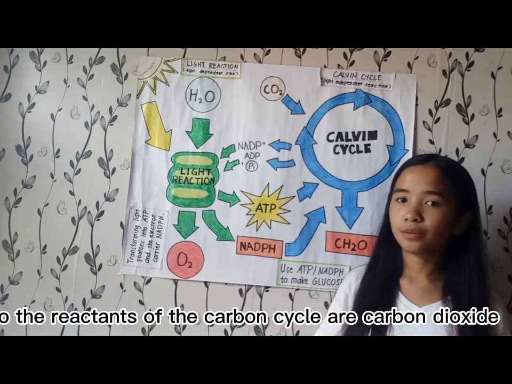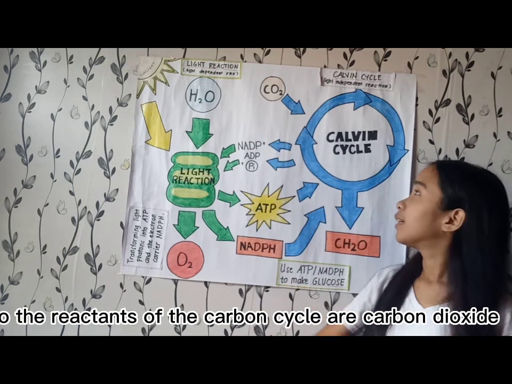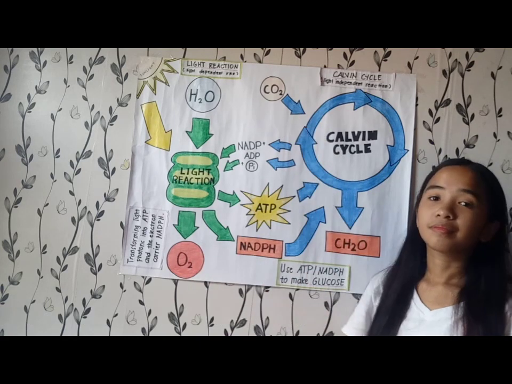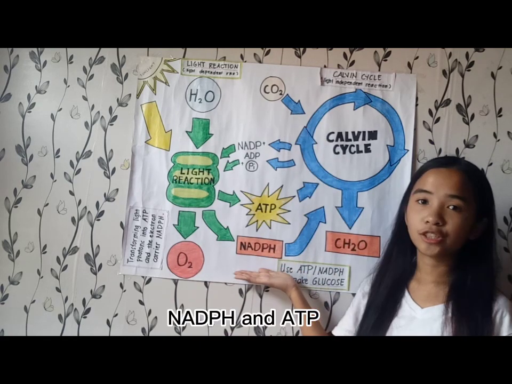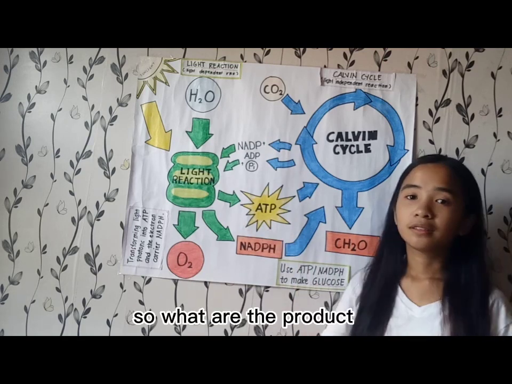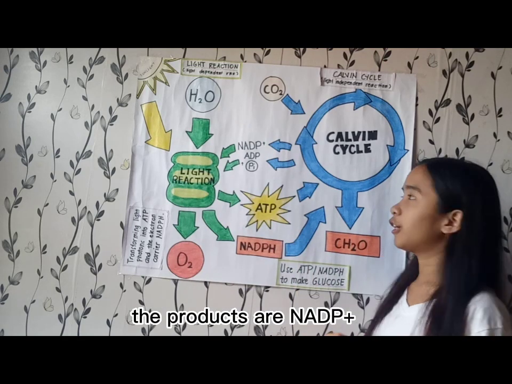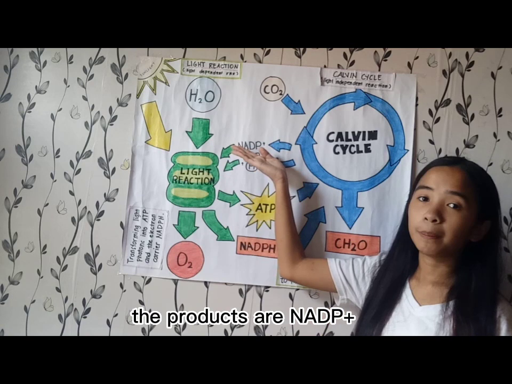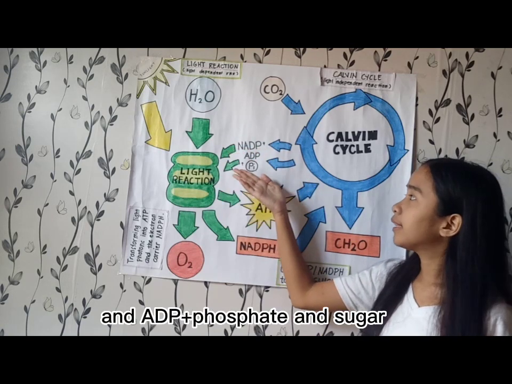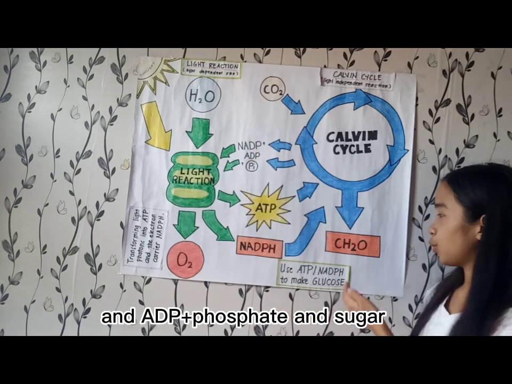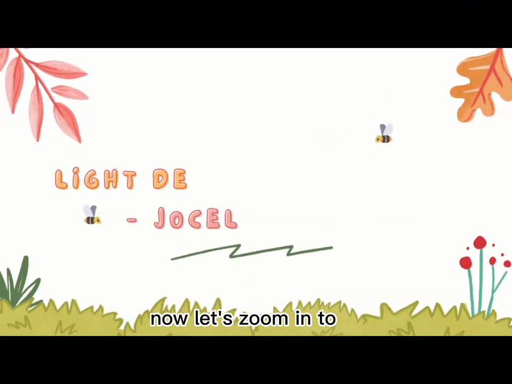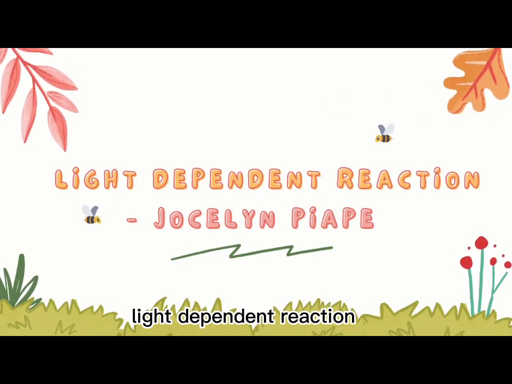So the reactants of the Calvin cycle are carbon dioxide, NADPH, and ATP. So what are the products? The products are NADP+, ADP plus phosphate, and sugar. Now, let's zoom into the light-dependent reaction.